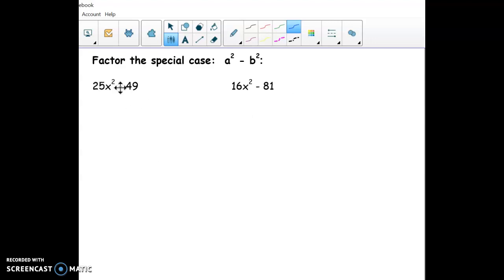No GCFs for either one of these, right? And all these are on our list. 25 and 49 are squares, and like 16 and 81. So it's a good chance that we're factoring with this case.